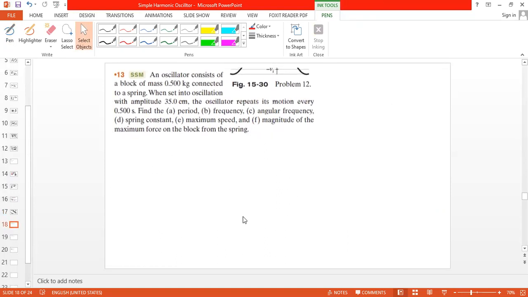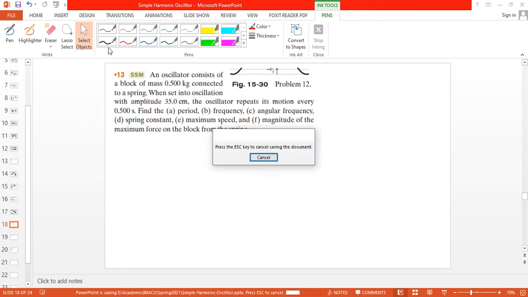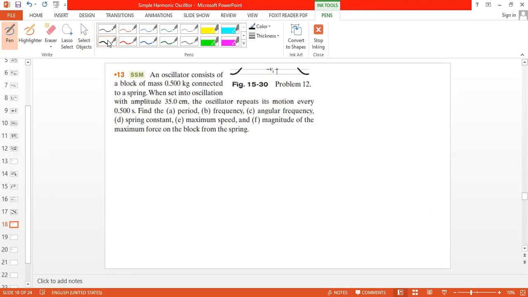So this is another math. By the way, this math is from the book by Resnick, Halliday and Walker, 9th edition, chapter 15. And I think all of you have the soft copy of this book.